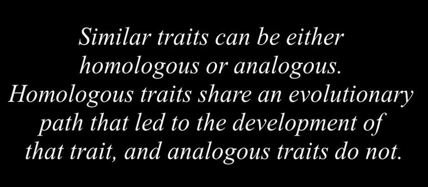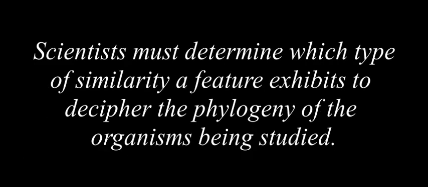Similar traits can be either homologous or analogous. Homologous traits share an evolutionary path that led to the development of that trait, and analogous traits do not. Scientists must determine which type of similarity a feature exhibits to decipher the phylogeny of the organisms being studied.